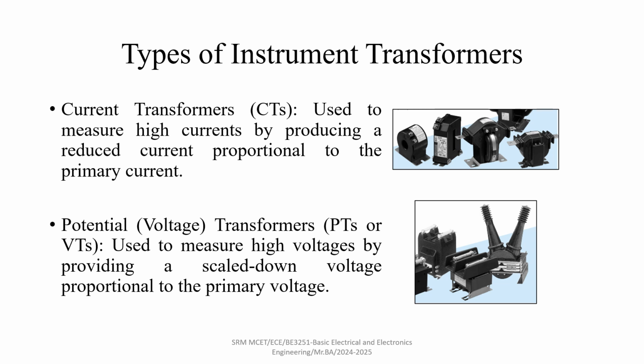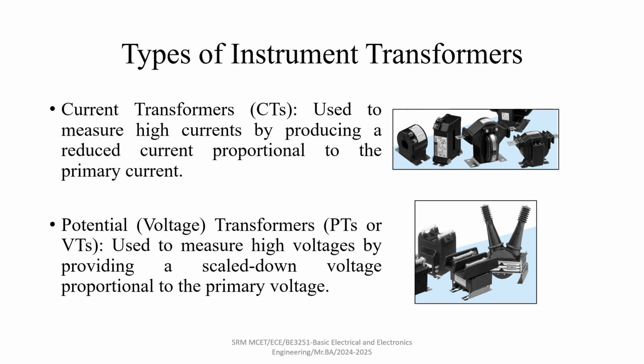Types of instrument transformers. There are two types of instrument transformers. One is a current transformer, another one is a potential transformer. From the name itself, we can say that the current transformer is going to measure high currents. These high currents can be converted to a lower value of currents, but the lower value of current is always proportional to the primary current, right?